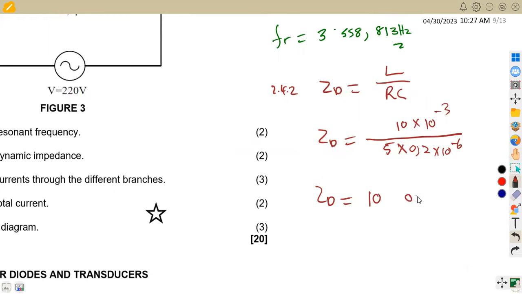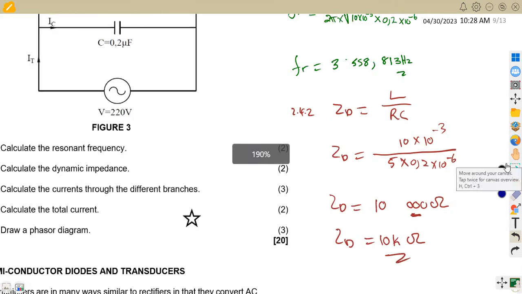So this is going to give us 10,000 ohms, or in kilo ohms. Remember, 1,000 means kilo, so that can be 10 kilo ohm or just 10,000 ohms in this case.